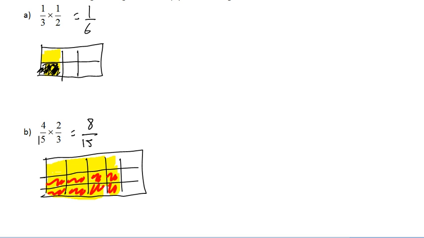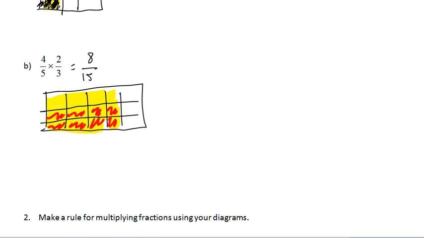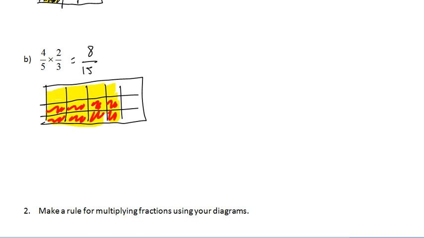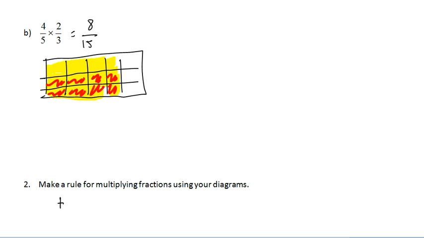So notice that 4 times 2 is 8, 5 times 3 is 15. So your smaller rectangle is going to be your numerator times numerator, and your larger rectangle will be denominator times denominator. And that's our general rule for multiplying fractions. Said more simply, we basically just have top times top over bottom times bottom.